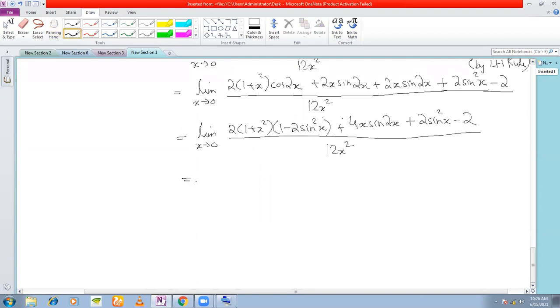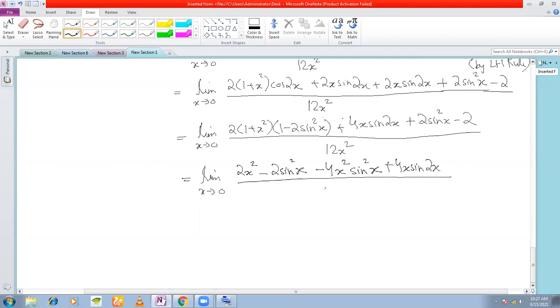Next one, you simplify the numerator. You get 2x square minus 2 sine square x minus 4x square sine square x plus 4x sine 2x, divided by 12x square. Limit x tends to 0.